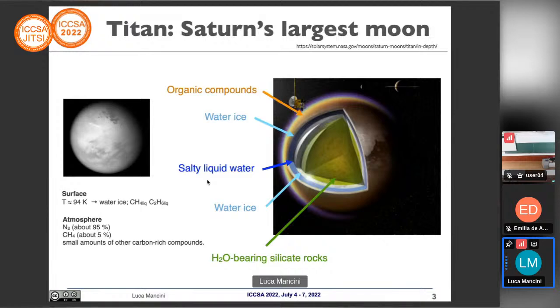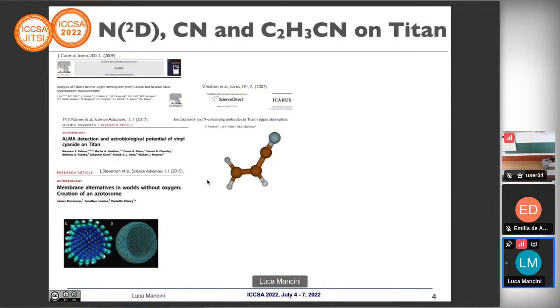In this talk, I will focus on the reaction between a target neutral molecule, a closed shell molecule, which is acrylonitrile, which can be seen as an ethylene molecule with a CN group replacing a hydrogen atom, with 2 different reactive species, the CN radical and atomic nitrogen in its first excited state. We look at the first excited state, the doublet D state of atomic nitrogen, simply because the ground state, the 4S state, is not reactive, and it's easily interconverted in the doublet D state.